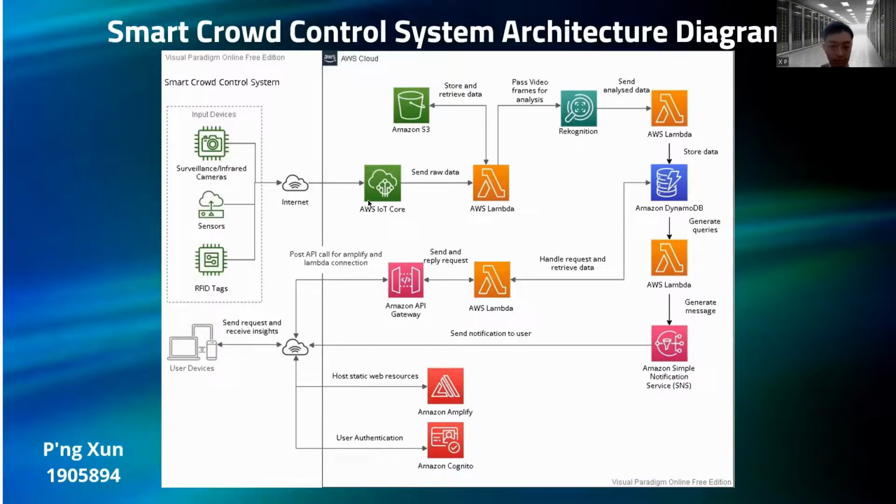AWS IoT Core is used to retrieve data from the various devices, and the data will be stored in an Amazon S3 bucket. The stored data will then be sent to Rekognition for analysis, where in every frame, data such as the temperature of a person and whether they are wearing a mask will be detected.